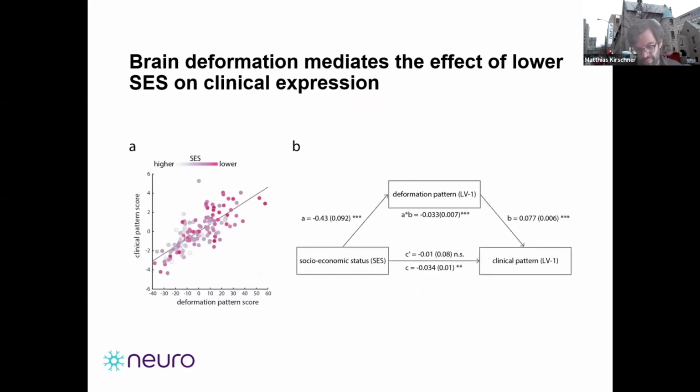So finally, in the last step, we were interested in how these clinical data and the brain deformation are related to other variables, including socioeconomic status. What we found is that both the clinical pattern and the brain pattern of this first latent variable are associated with socioeconomic status. What is interesting here is that although both are associated with socioeconomic status, a mediation analysis revealed that the brain deformation, the neuroanatomical changes, mediates the effect from socioeconomic status to clinical expression.